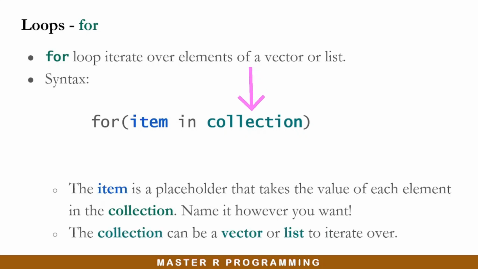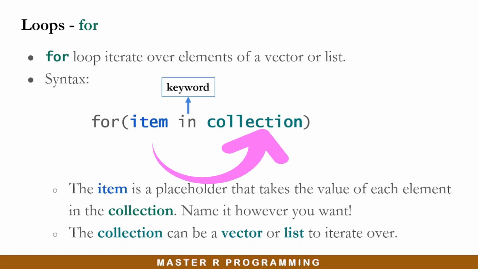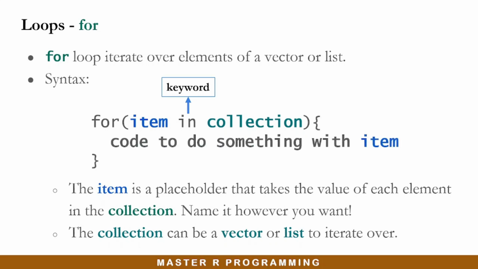The collection can be a vector or list that you want to iterate over. The in word is a keyword in R that links item to every single element that is found in the collection. After writing the header of the for loop this way, you open a set of curly braces and you write the code to do something with item. So let's go to R and demonstrate how to create for loops.